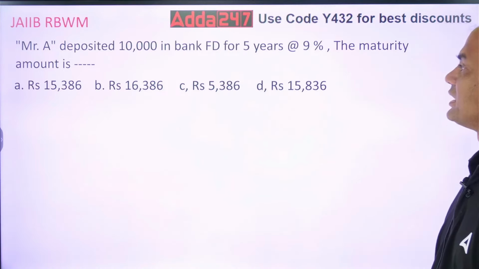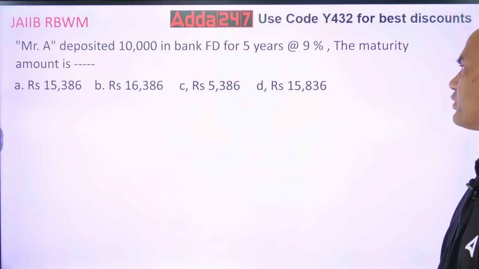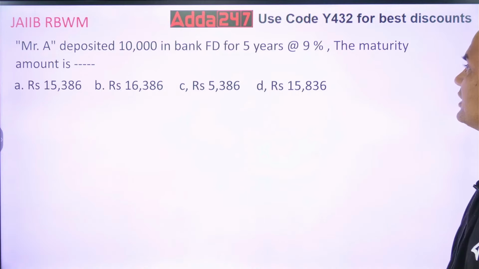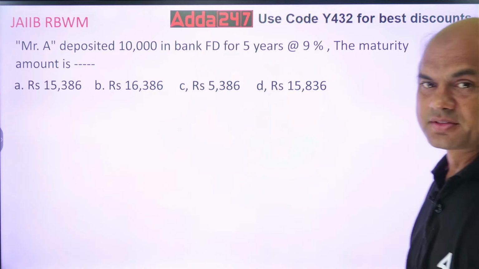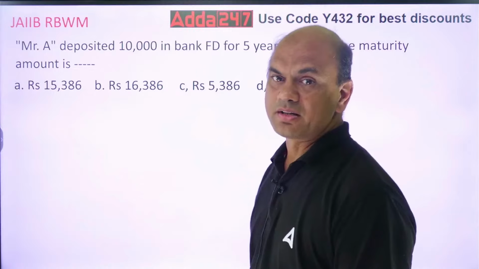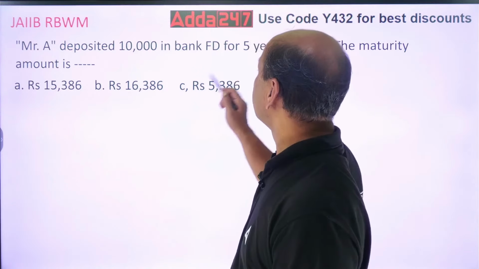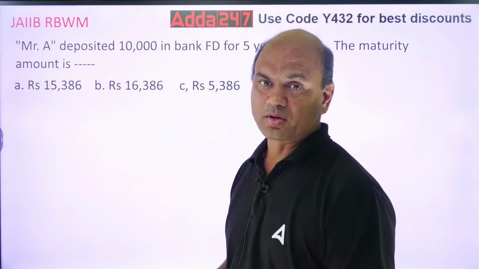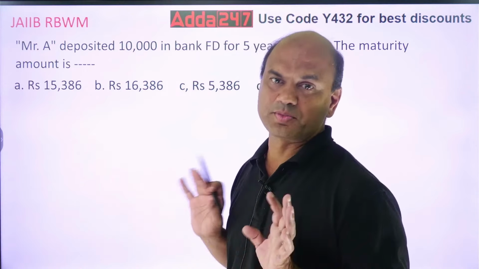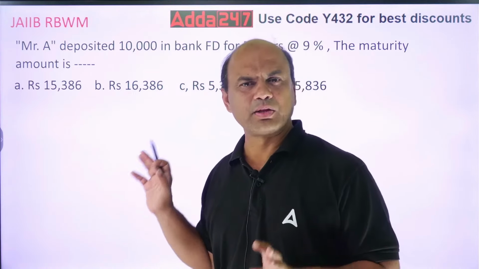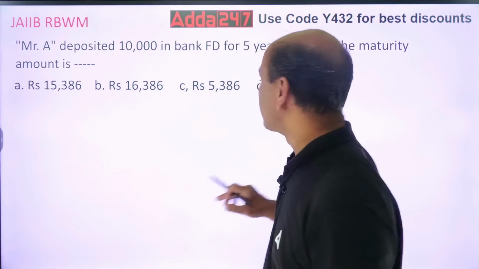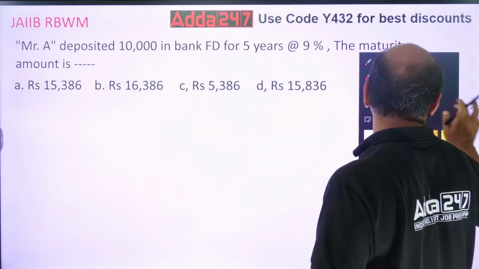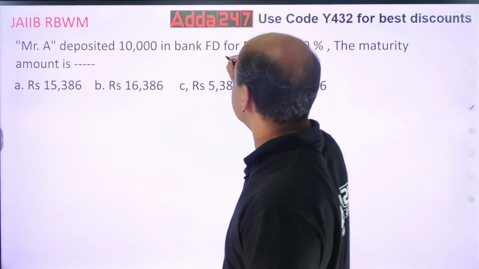Mr. A deposited 10,000 in bank FD for 5 years at 9%. The maturity amount is? See, Mr. A has deposited 10,000 for 5 years. Single lump sum. This is called a lump sum FD or lump sum amount. There are two types of investments, I'll explain you both. This is the lump sum problem. So you have lump sum as well as annuity. This is known as lump sum.